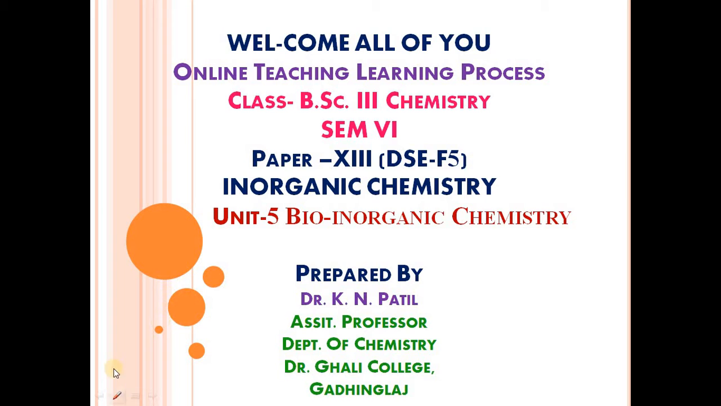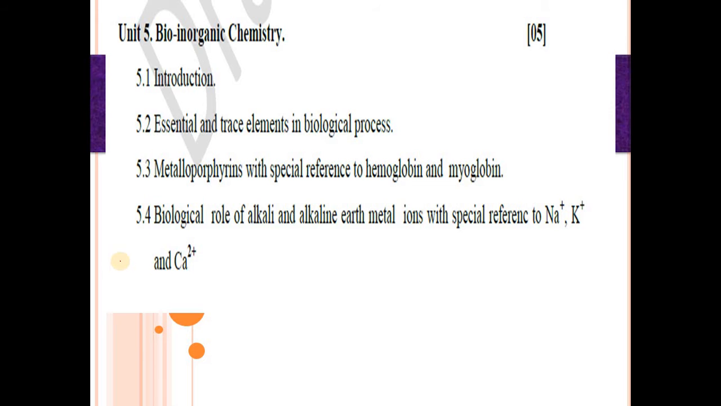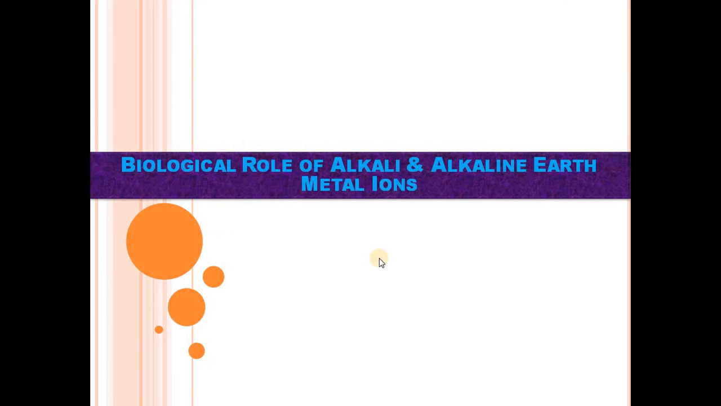We have started paper number 13 in organic chemistry, in which we have seen unit number 5, bio inorganic chemistry. In the last lecture we completed the metalloporphyrins with special reference to hemoglobin and myoglobin. In the case of hemoglobin, we studied oxyhemoglobin and deoxyhemoglobin. In this lecture we will see the biological role of alkaline earth metal ions with reference to sodium and potassium.